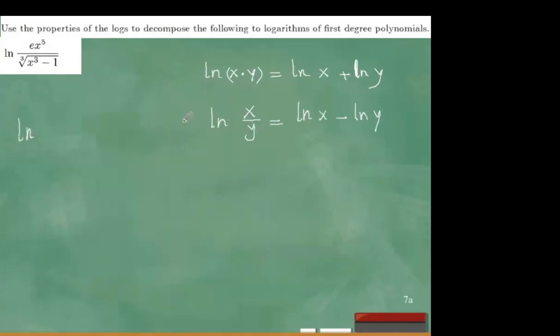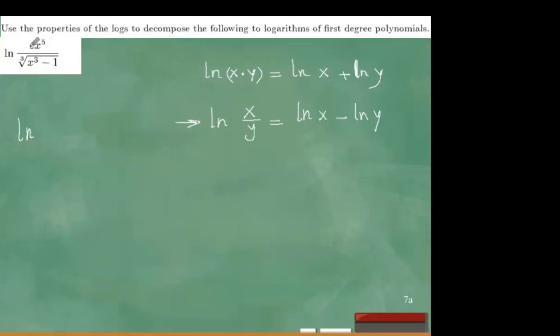We're going to use the properties of the logs to decompose the following logarithm of first degree polynomials. For this one, we need to recall some properties. When I have natural log of x times y, that is the same as natural log of x plus natural log of y, just like the log, same properties. If I have natural log of x over y, that would be the same as natural log of x minus natural log of y. So in this case, it looks like I have natural log of x over y. I have this one here.